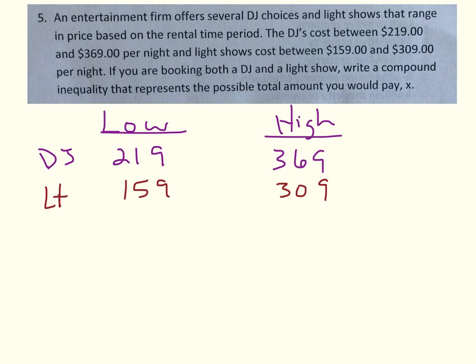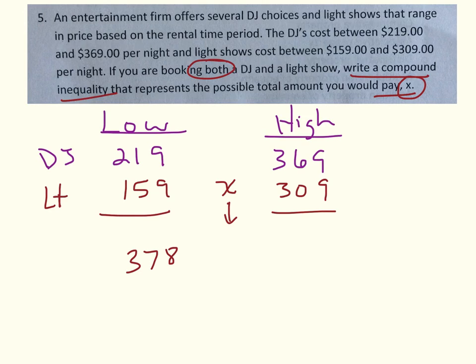Now, what we're looking for is a compound inequality that represents the total amount you would pay. So, total amount X, okay, so X is going to be the total amount you're going to pay. So, we're going to put X in the middle. Now, we know that we're going to do both, okay? So, I'm going to go ahead and add these up. 219 plus 159 gives me a total of $378. We're going to go ahead and bring down our X. And then 369 plus 309 gives me a total of 678.